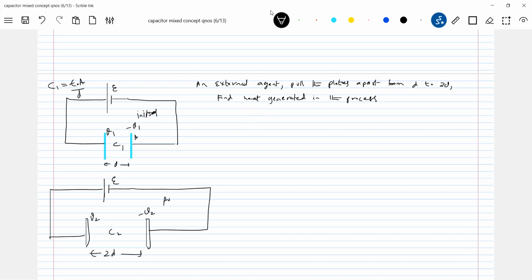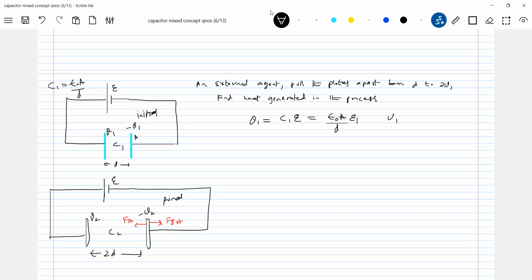I will increase this separation. The external agent is going to apply force. So let me write somewhere like this, just indicating it in the diagram. Now let's look at the first diagram. Q1 is equal to C1 into E, which is epsilon naught A E by d.